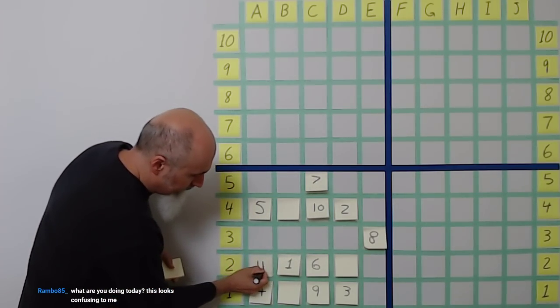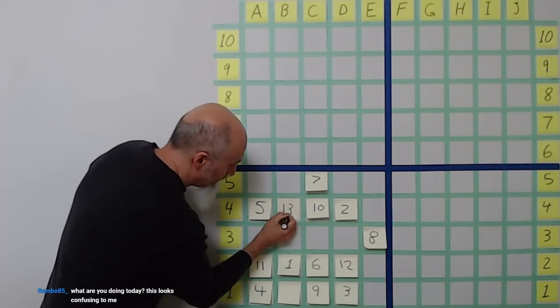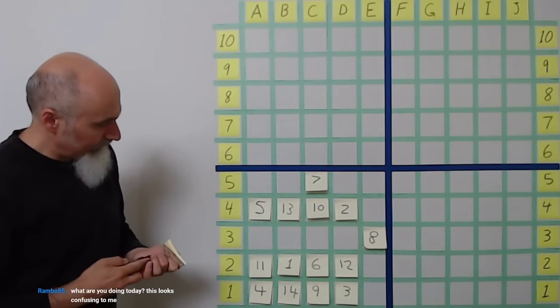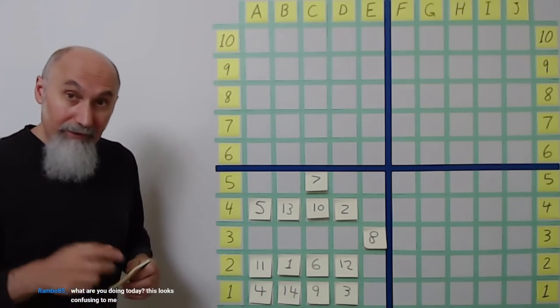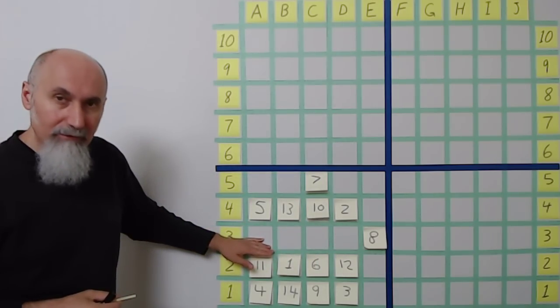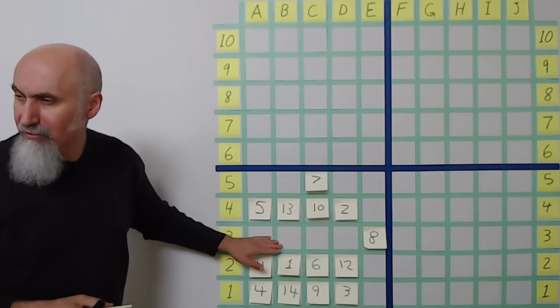So 11, 12, 13, 14. And in general, when you get a roll like this, that's not a good idea. So we want to eliminate a roll of just empty spots, right?